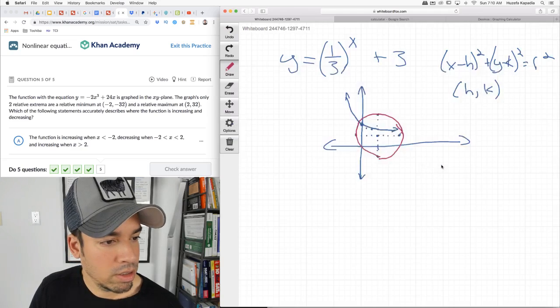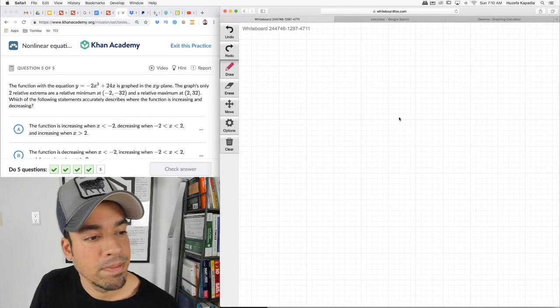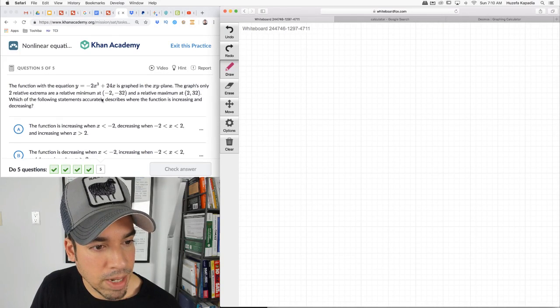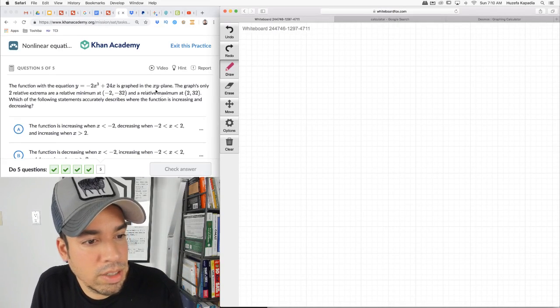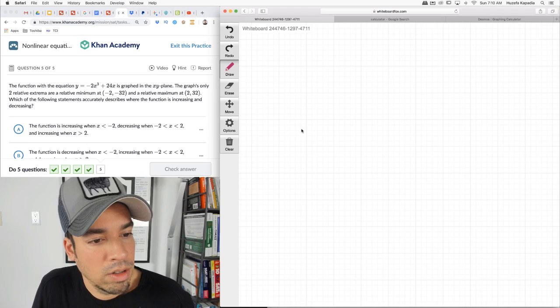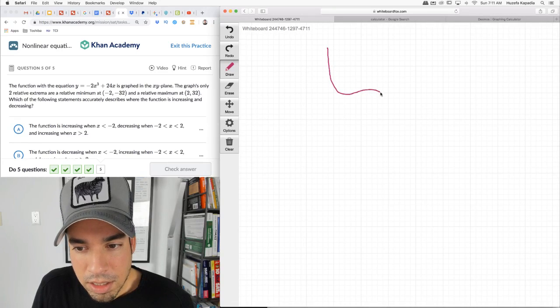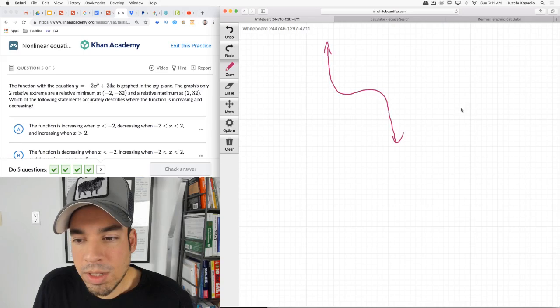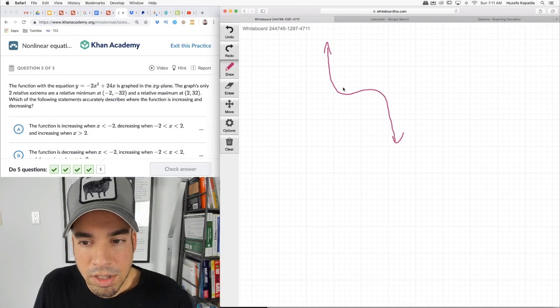Last question. All right, the function with that equation is graphed in the xy plane. The graph's only two relative extrema are a relative maximum at this point, and a relative minimum here. Okay. This function looks like this. Normally something x cubed goes the other way, but because that first one is negative, it's going to go in this pattern.